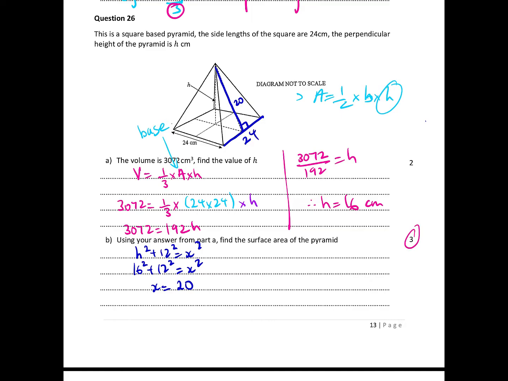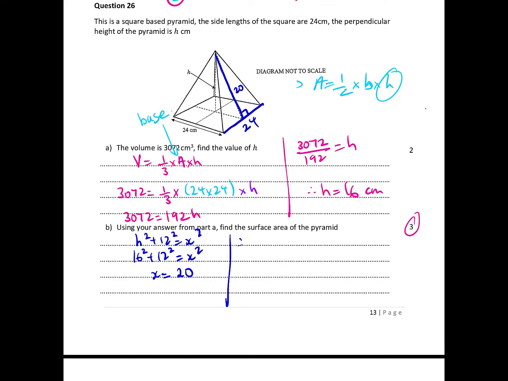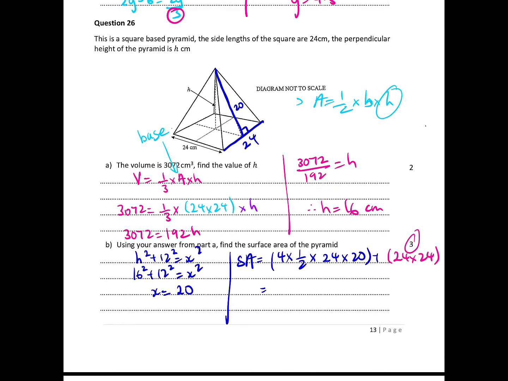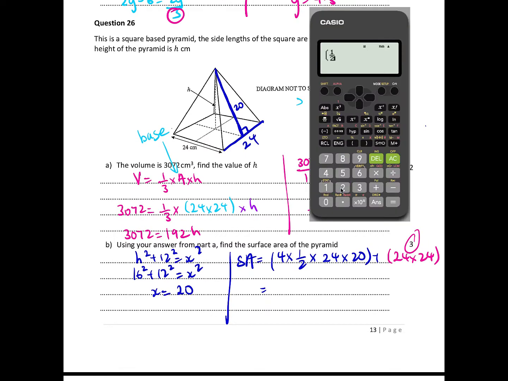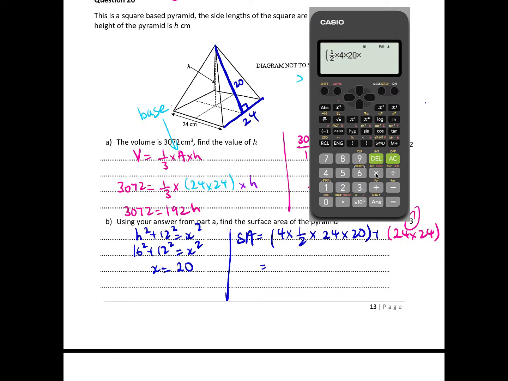My base is 24. So to find the area of one of those triangles, I'll just have to apply half times 24 times 20. I've got 4 lots of them. So for the surface area, I have 4 lots of those triangles times half times 24 times 20, plus I need to add the base, so 24 by 24. This question is not difficult. I know it's worth 3 marks. It's not difficult, but it's just about interpreting that I actually do need to find another perpendicular height. Plugging that all into your calculator you get 1,536 square centimeters.